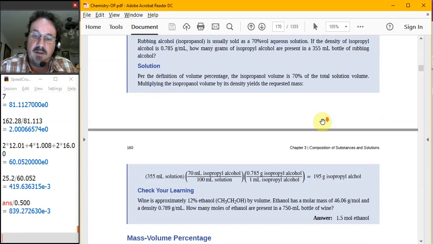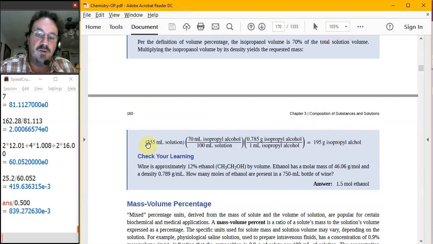All right. I'm not going to do this one out. Let's just look at their solution. We're converting 355 milliliters of the solution. What do they do first of all? Here's the concentration. Remember they said 70% by volume. So 70 milliliters per 100 milliliters. Right? As always, per 100. Above, when we did the mass percent, it was per 100 grams.